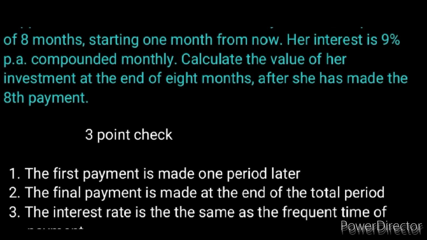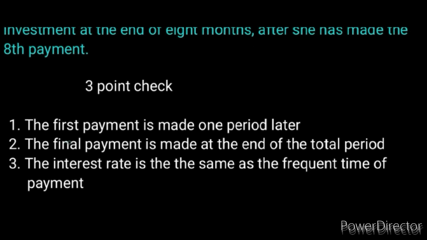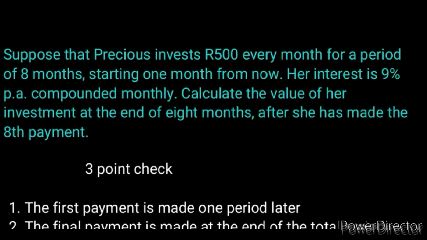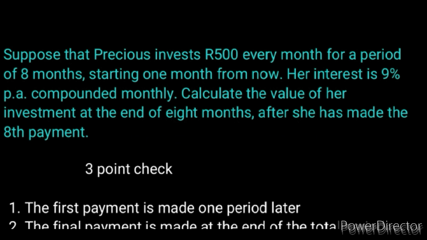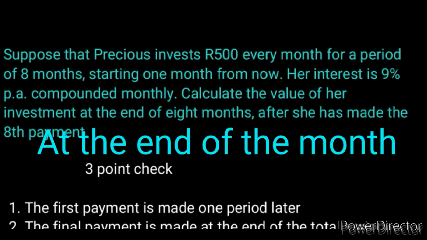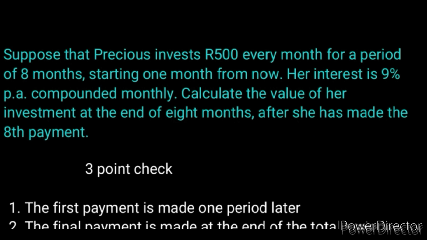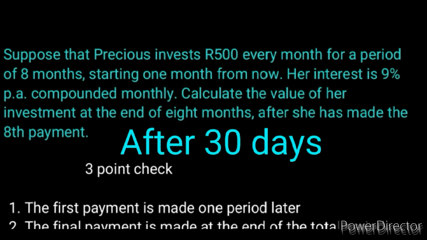The first thing you have to check is: is the first payment made 1 period later? What you have to understand is that in financial maths, it is normal for the first payment to be made 1 period later. For instance, if somebody decides to be paying monthly, then it is normal for the first payment to start 1 month from now. Or sometimes they can say at the end of the month, which is the same as 1 month from now. Sometimes they can say after 30 days, which is still the same as saying 1 month from now.